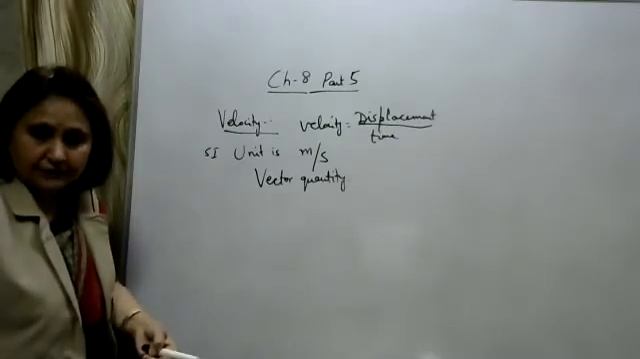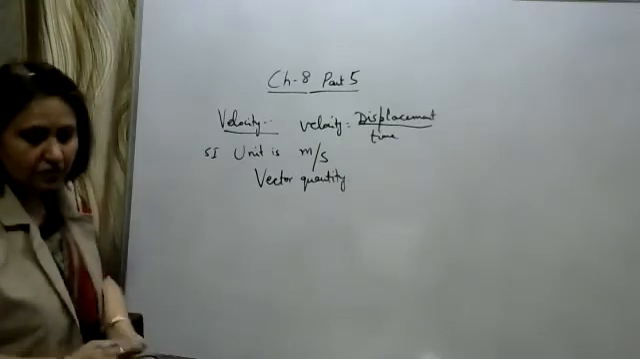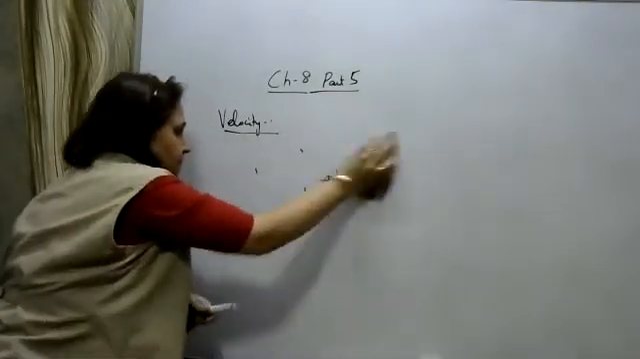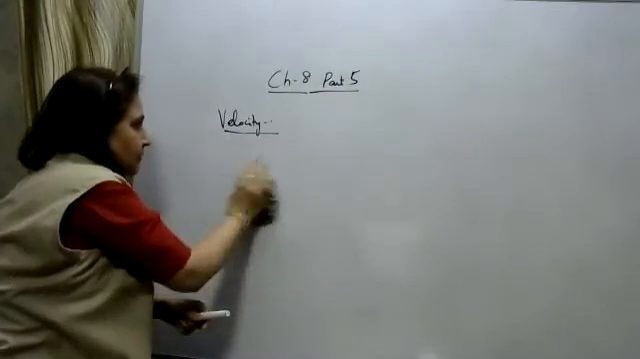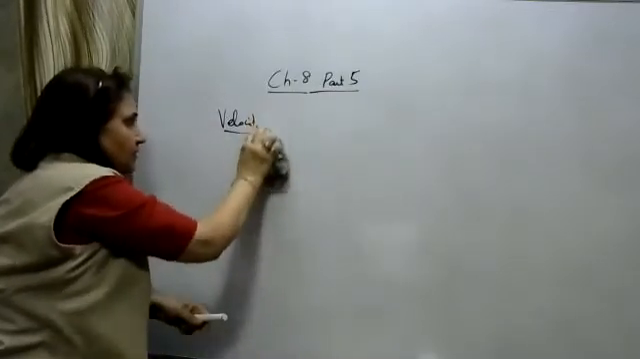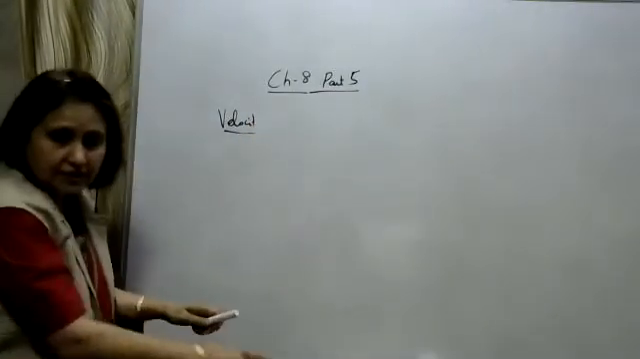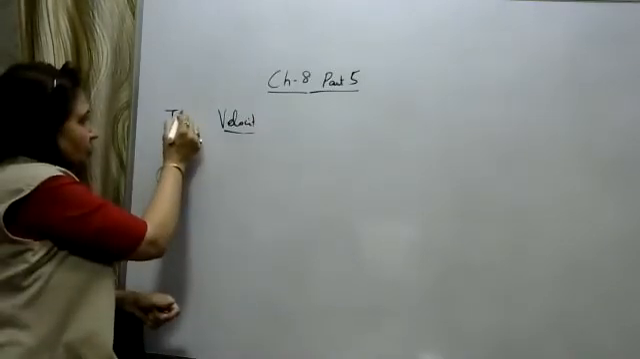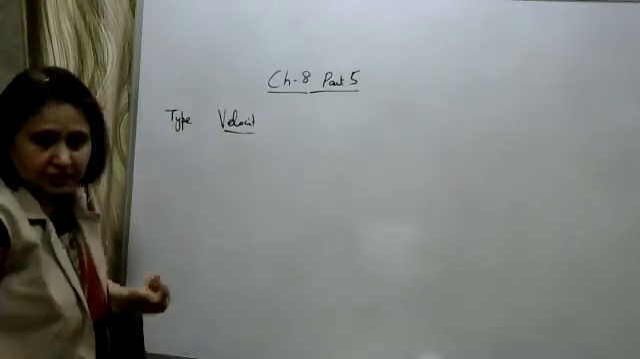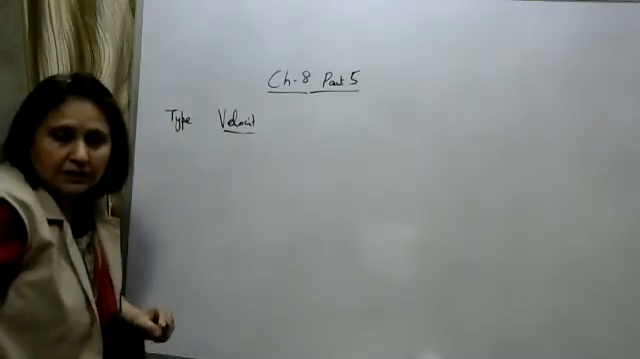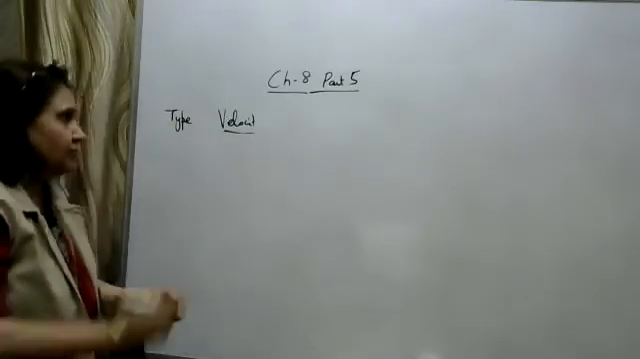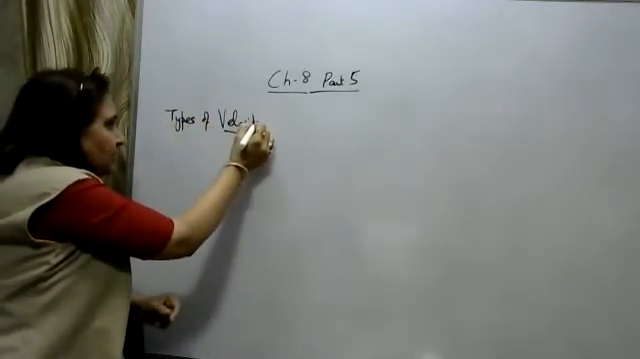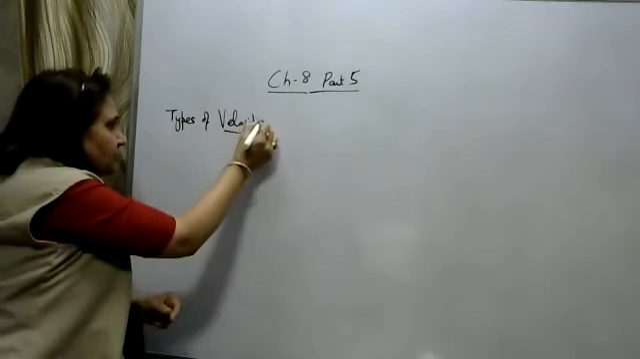Now different types of velocities we'll discuss. So write the heading, types of velocities. Different types, whether the velocity is constant, changing, or variable. First write the question: explain different types of velocities.